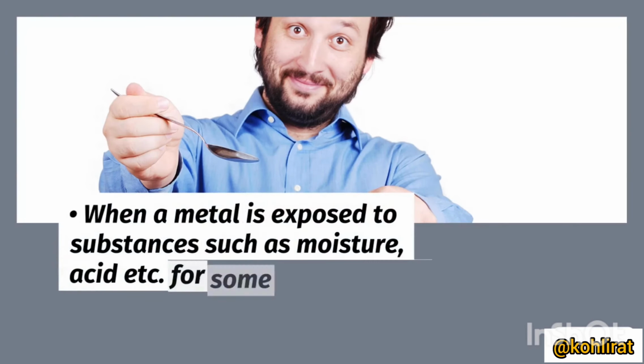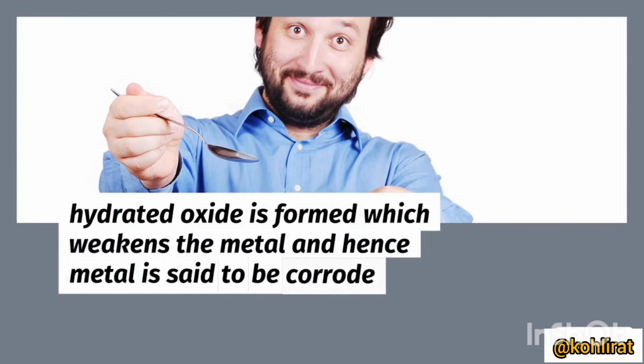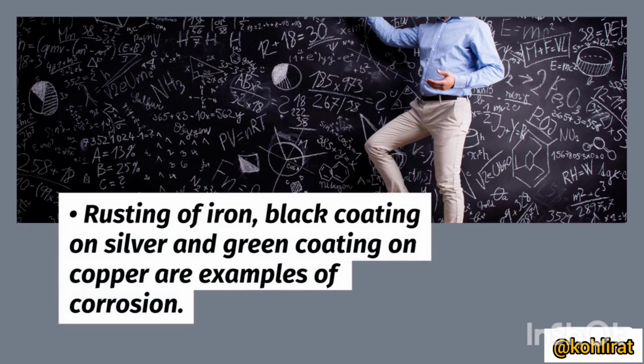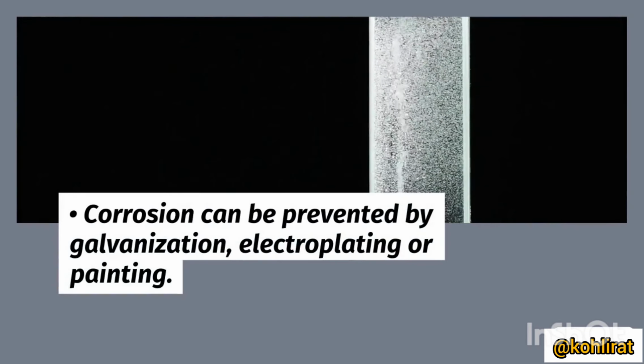Corrosion. When a metal is exposed to substances such as moisture, acid, etc. for some time, a layer of hydrated oxide is formed which weakens the metal, and hence the metal is said to corrode. For example, rusting of iron. Black coating on silver and green coating on copper are examples of corrosion. Corrosion can be prevented by galvanization, electroplating or painting.